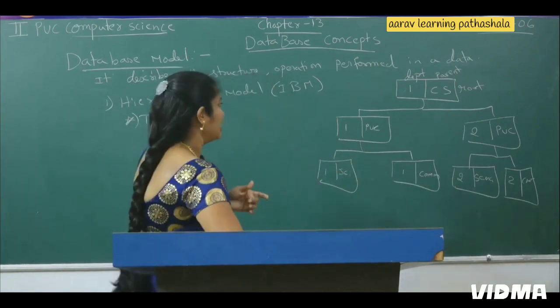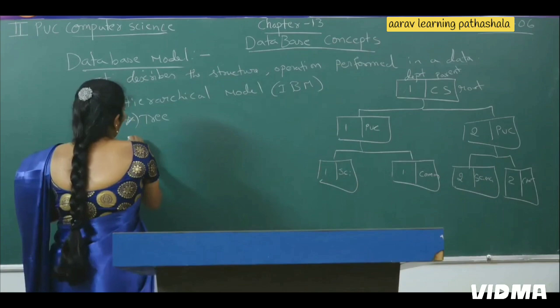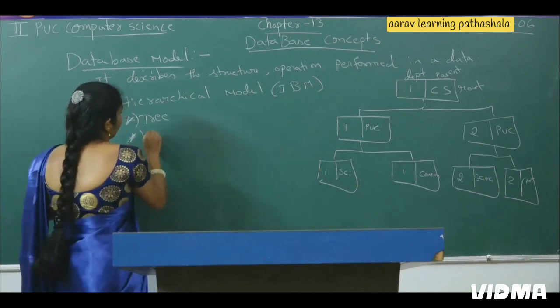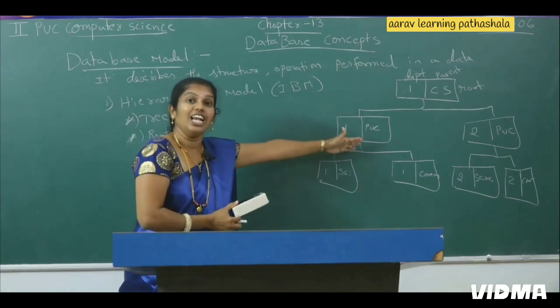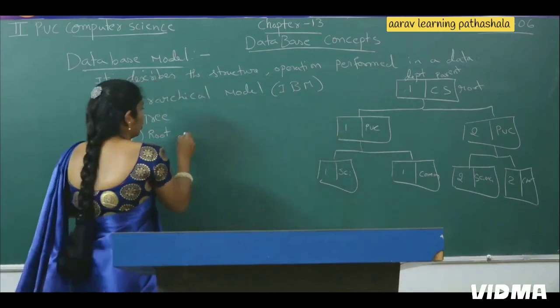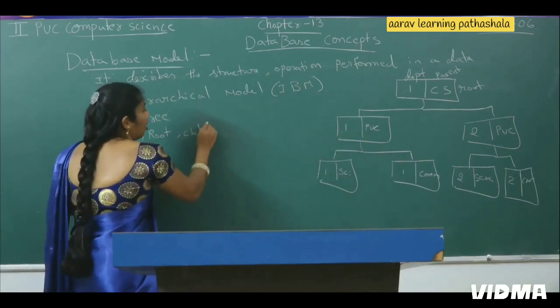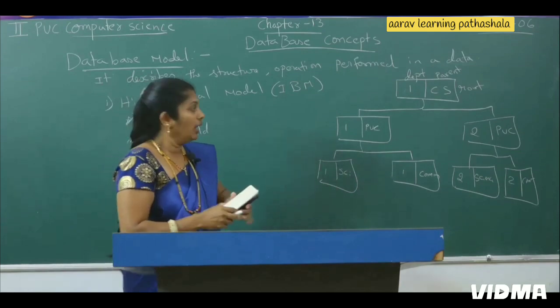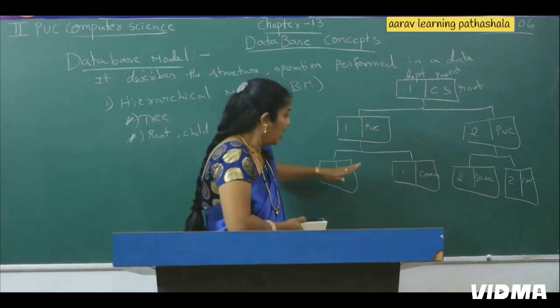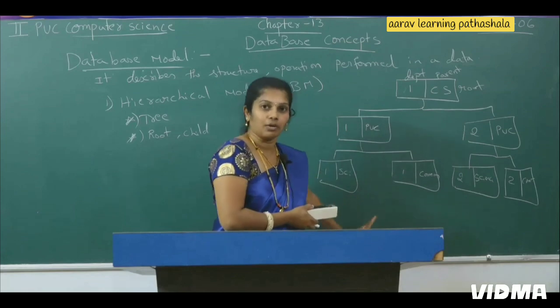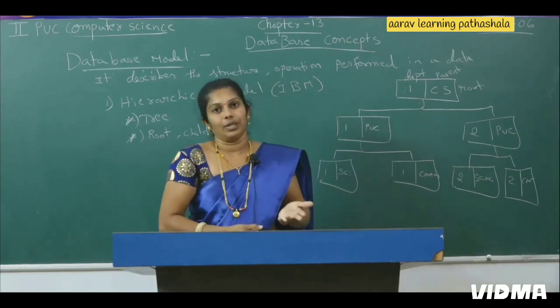In this, what are the things we will come to know? On this, we have root node, we have root, child node, or we can say it as leaf node. Here, these can be called leaf nodes. A leaf node is one from which no sub nodes arise.